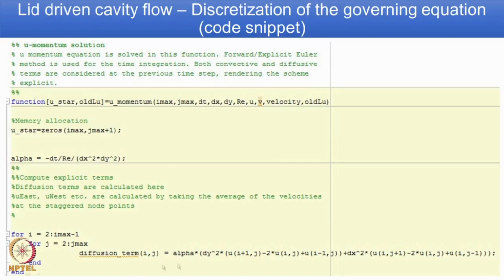Because we have alpha defined as minus dt by Re delta x squared and delta y squared, we do not have a delta y squared here, we are actually multiplying by alpha. So, that needs to be accounted properly, hence we have delta y squared multiplying the entire factor.